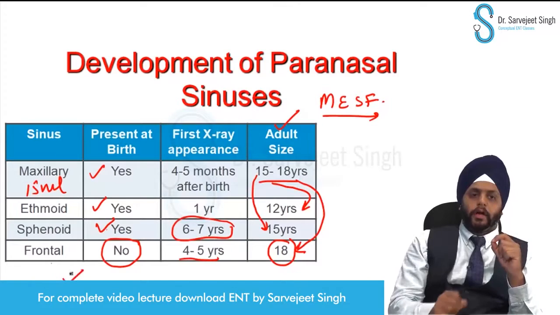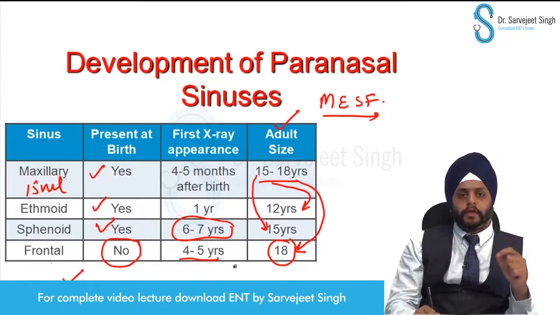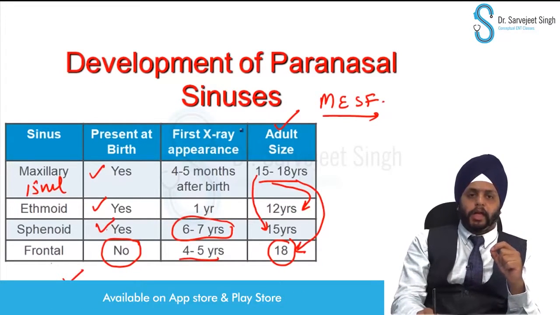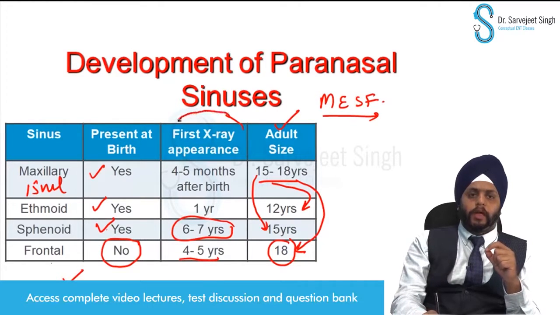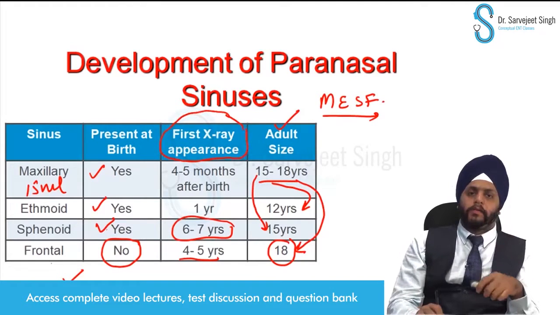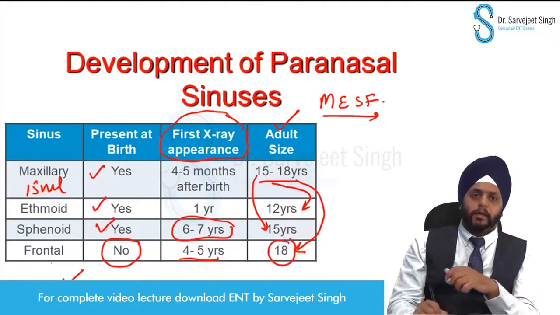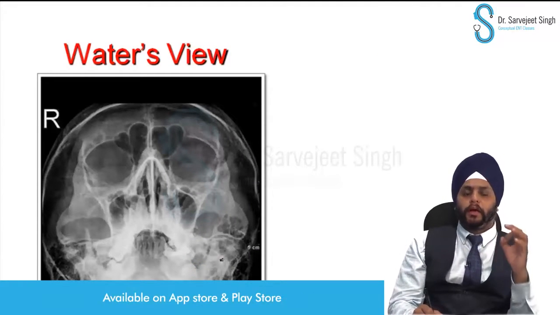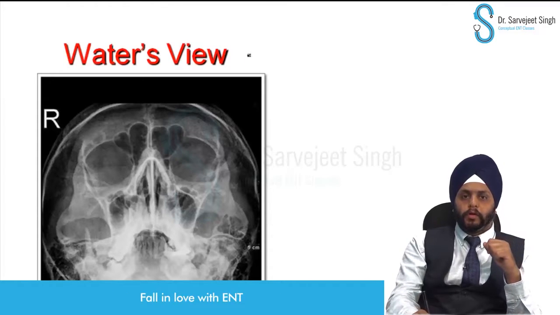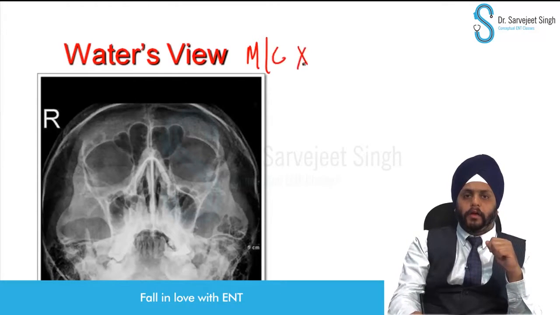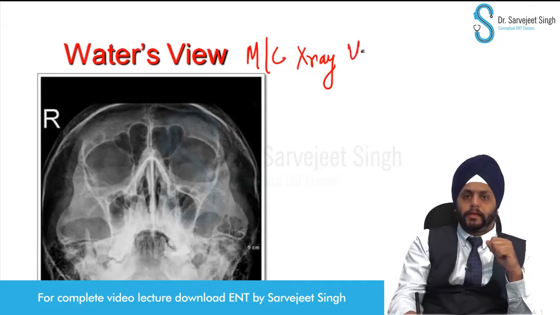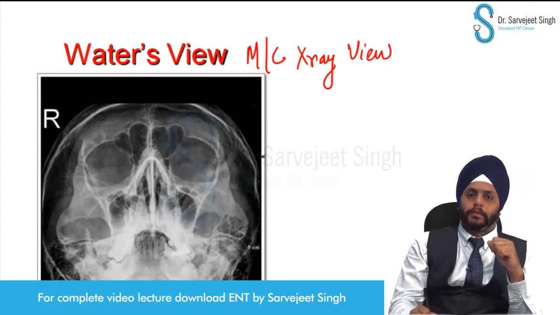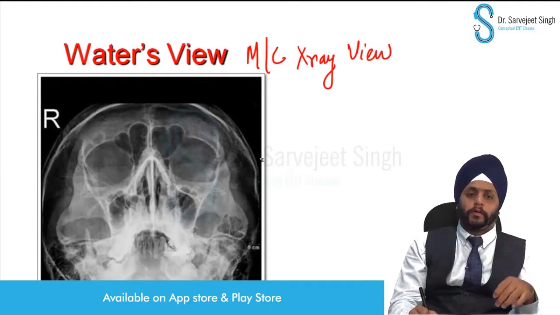Right? So we have discussed the paranasal sinuses anatomy a little bit. We will be discussing more. But since we were talking about the X-rays of the paranasal sinuses, let's go and discuss the X-rays of the paranasal sinuses. Right? Okay. So let's come to the Waters view. It is the most commonly done X-ray view for the paranasal sinuses. So what do we do in Waters view?